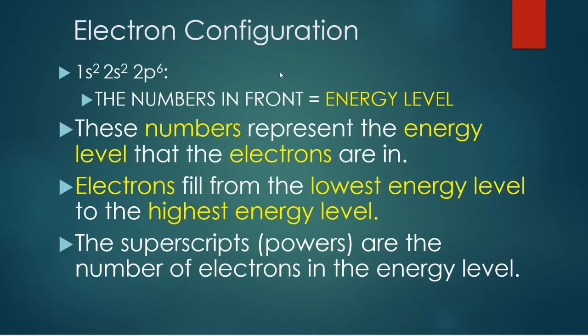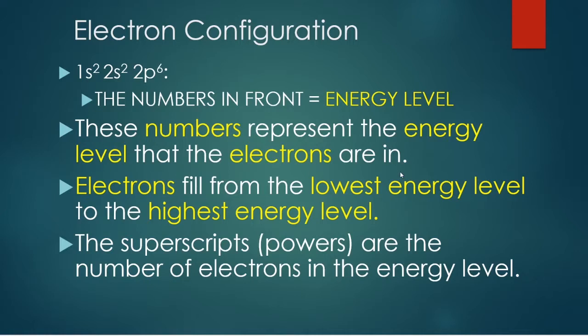As we said, the numbers in front are the first things we see, and those are what we call our energy levels. We learned those in the Bohr models. Those are represented by our period numbers. Remember, the period number told me it was 1 energy level. The second period told me there are 2 energy levels there. This is how we write them out when we talk about the configuration. These numbers represent the energy level that the electrons are in, so there are electrons in the first energy level and some in the second.